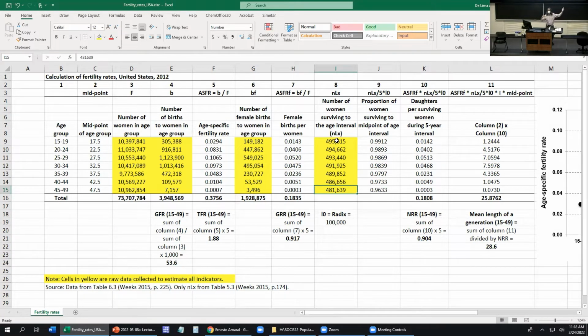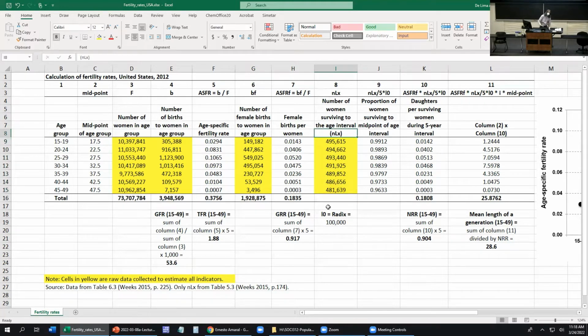So if someone was alive in January and died in November, that person will count 11 out of 12 months. If someone was alive from January to December, that person will count 12 out of 12 months, 1 year. If someone was born in July and was alive in December, that baby will account for 6 out of 12 months, 0.5 years, right? So this concept of person years is also part of this column here, which is the number of women surviving to the age interval.